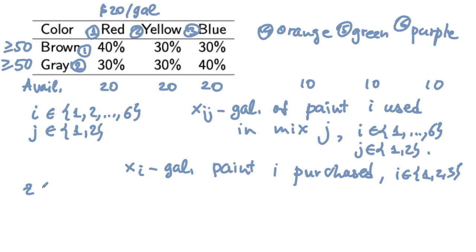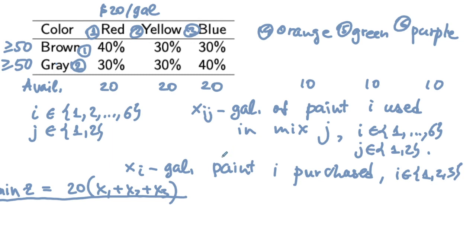Now we can easily write the objective function using these decision variables x_i. Z is given by 20 times x1 plus x2 plus x3. And this is the objective that we want to minimize. So this is our objective.